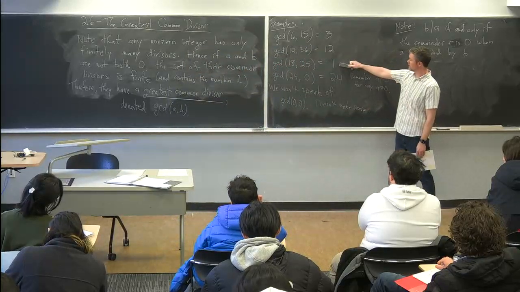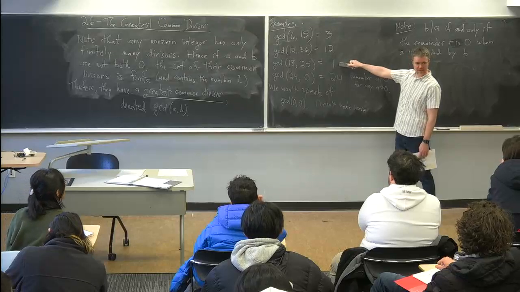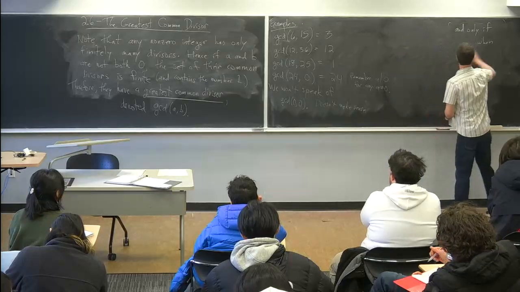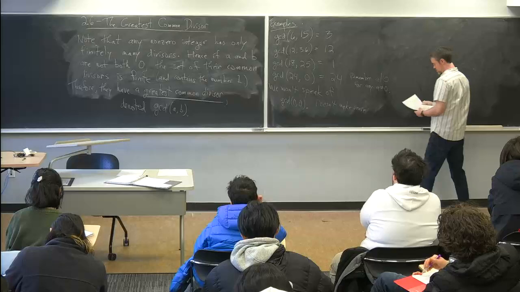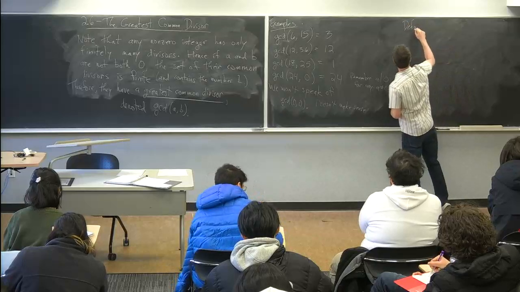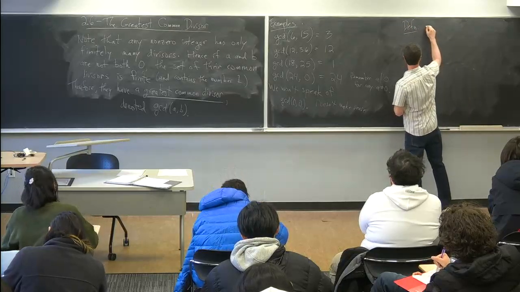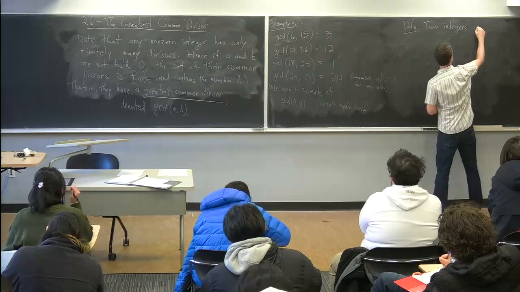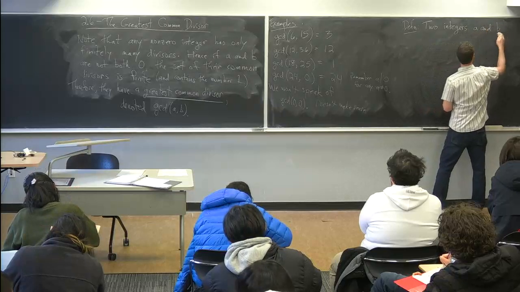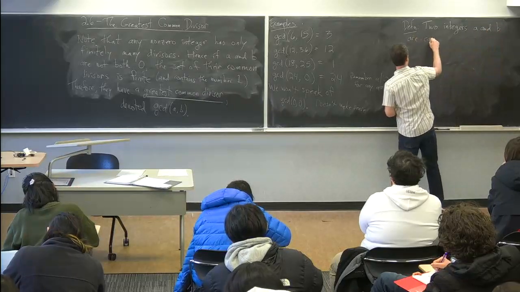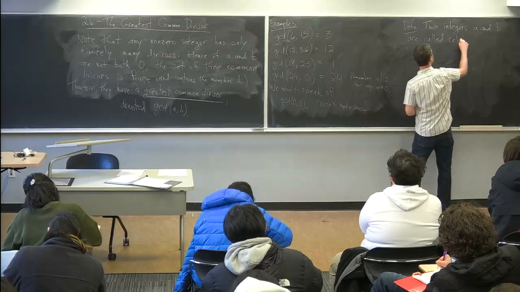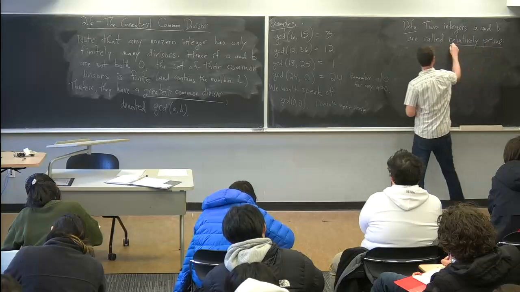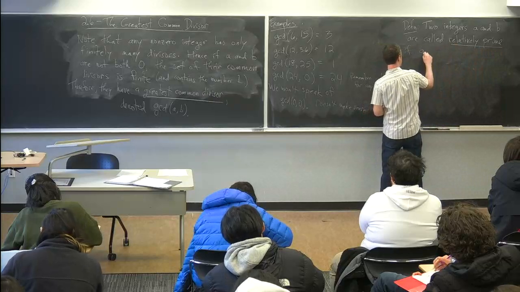This example right here is worth building upon anyway. So this is an important kind of thing. It has a name, so we'll make a definition here. Two integers, A and B, are called relatively prime if it's true that their GCD is 1.